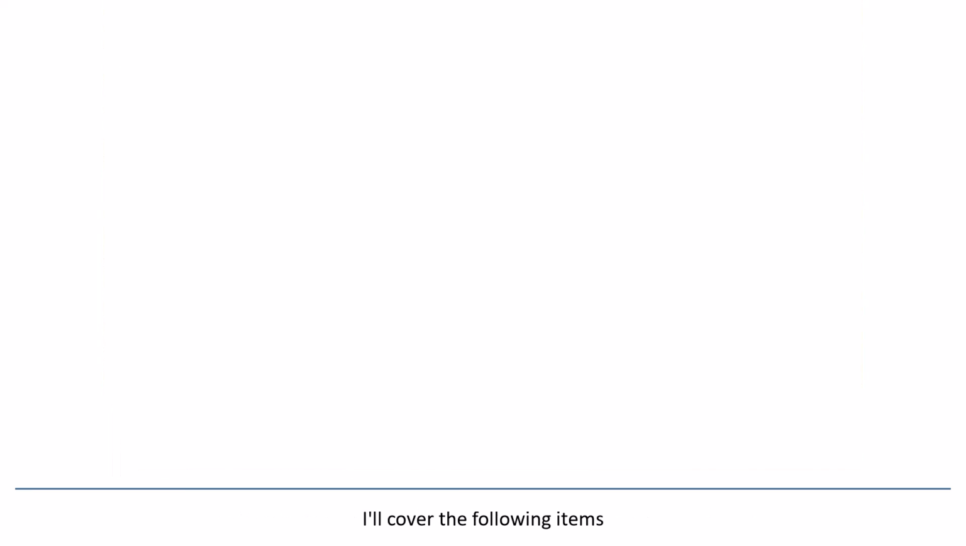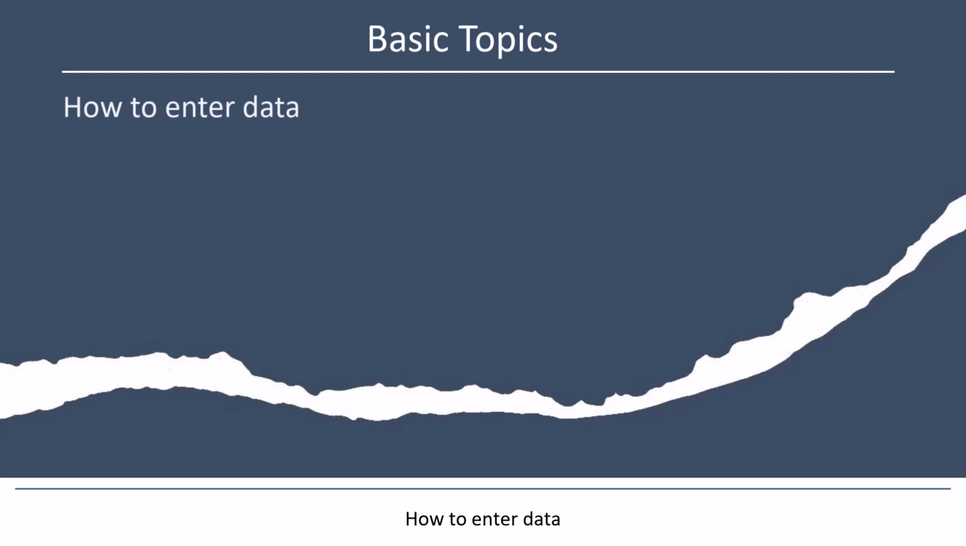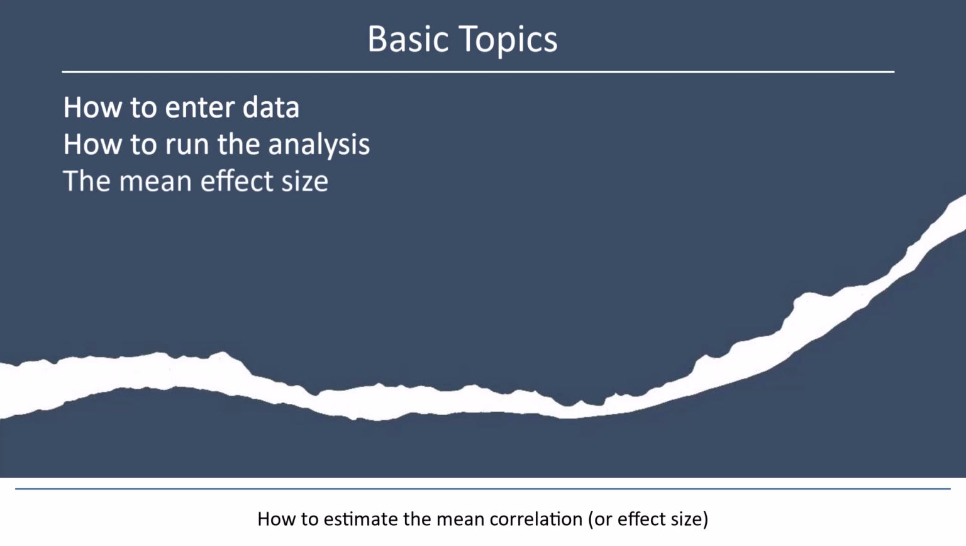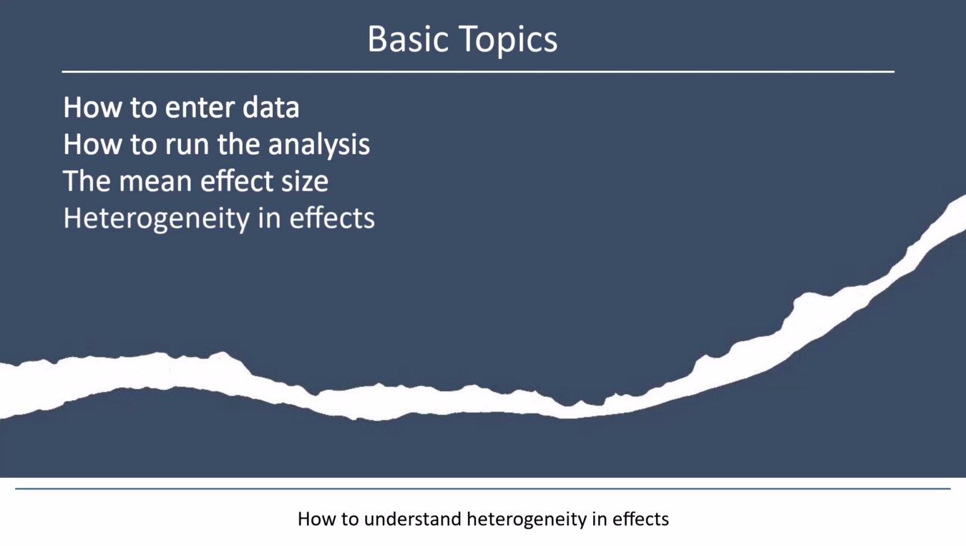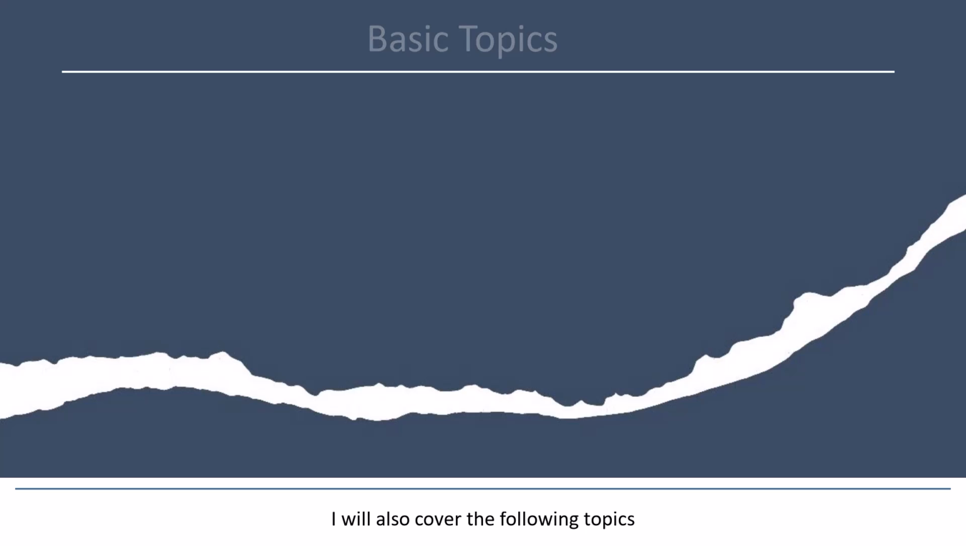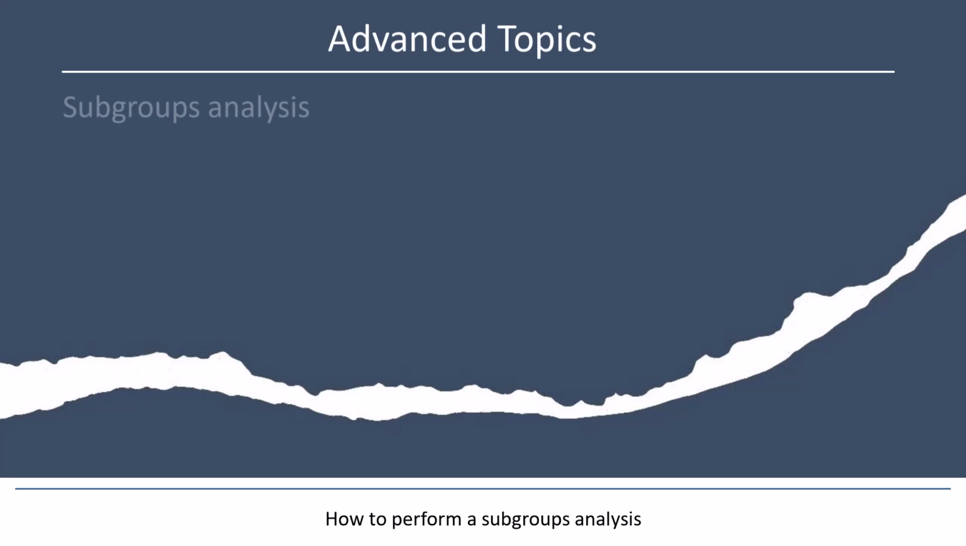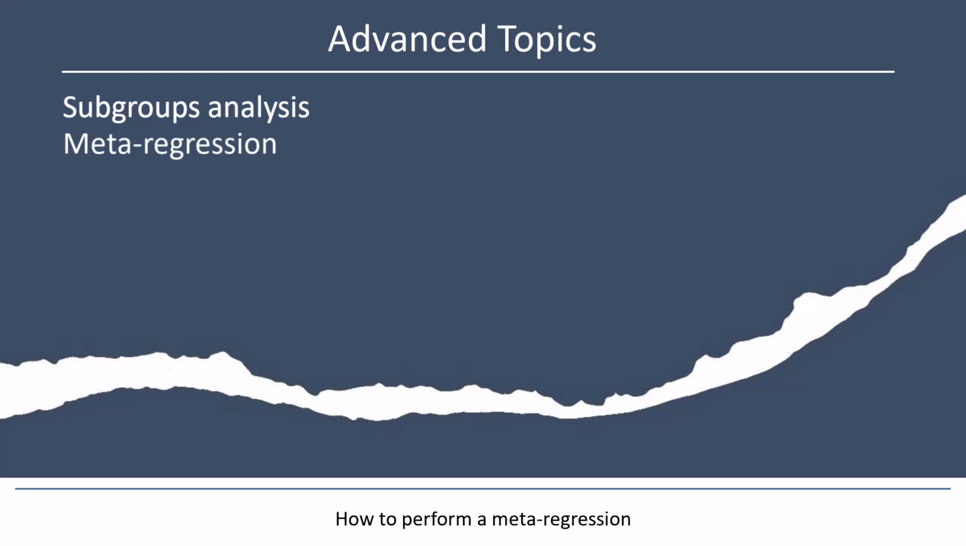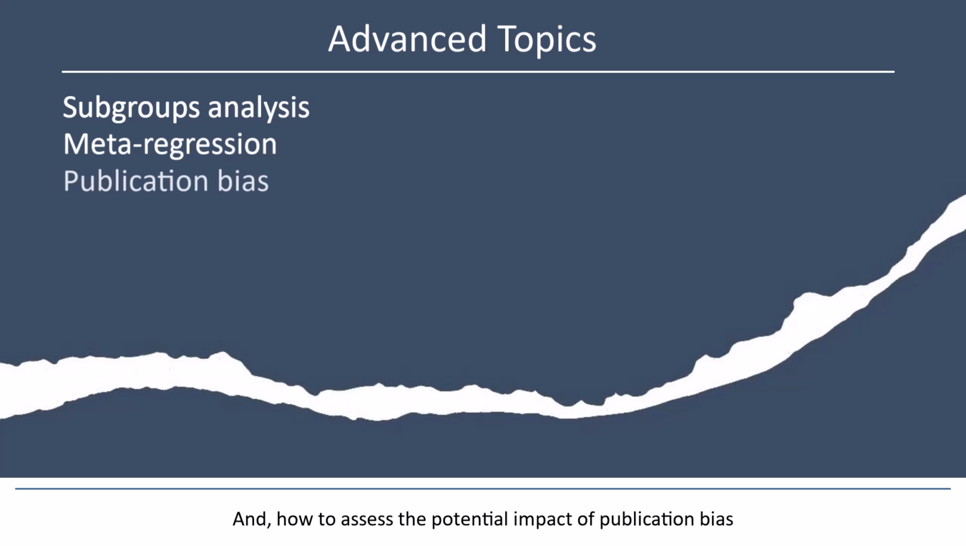I'll cover the following items: how to enter data, how to run the analysis, how to estimate the mean correlation or effect size, how to understand heterogeneity in effects, how to report the results, and how to create plots. I'll also cover the following topics: how to perform a subgroups analysis, how to perform a meta-regression, and how to assess the potential impact of publication bias.